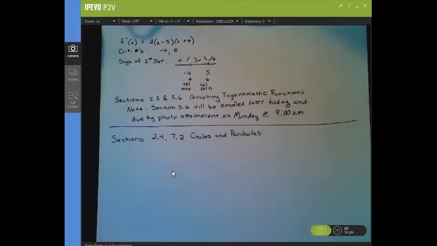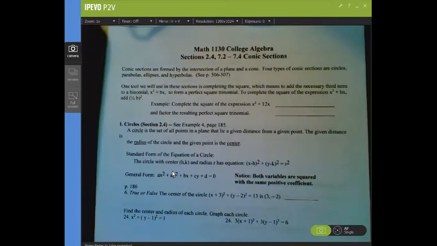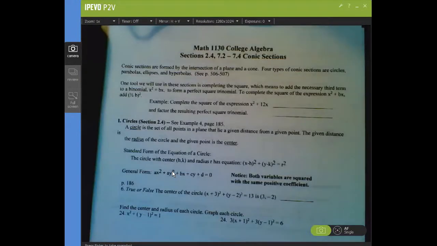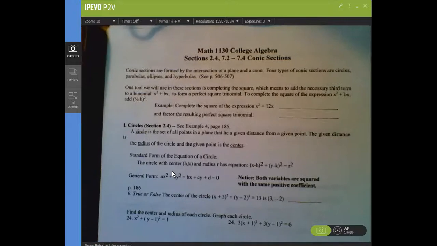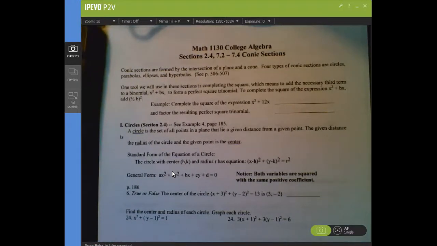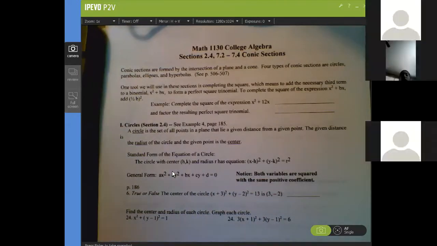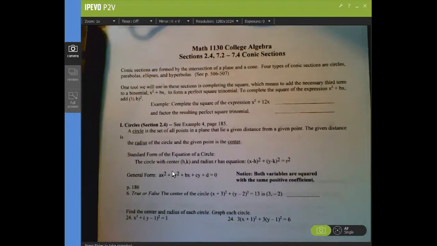Well, y'all were supposed to watch the 2.4 and 7.2 video before we Zoom today. So do you have any questions about anything that's on the front page of these notes? No, I think I was okay. You understand how to complete the square and when to complete the square? And how to, tell me this. How do you identify the equation of a circle? How do you look at it and go, this is probably going to be a circle?